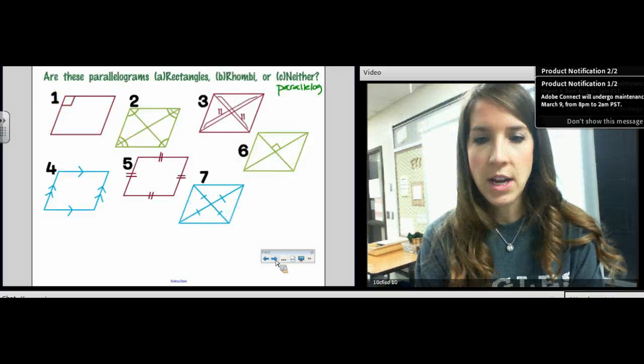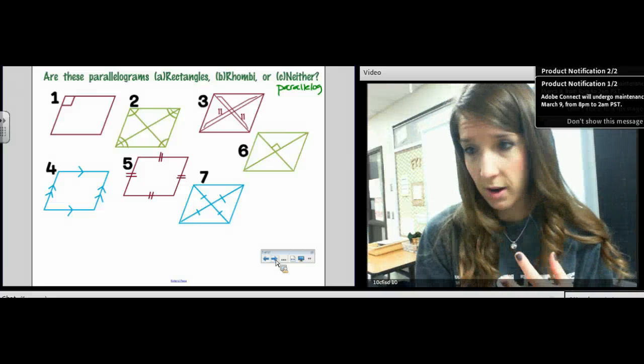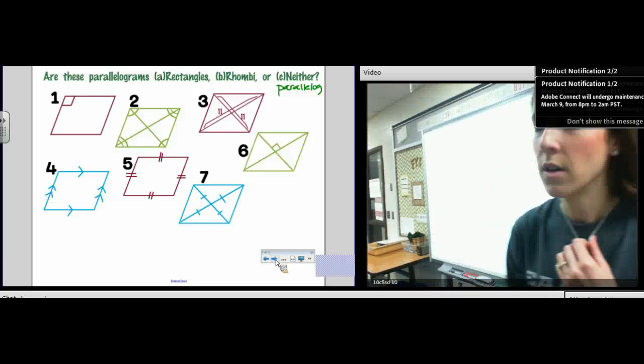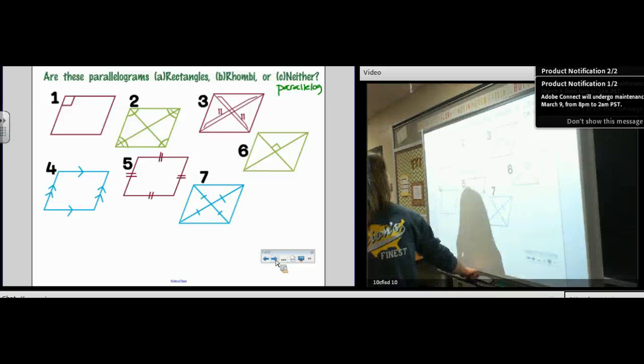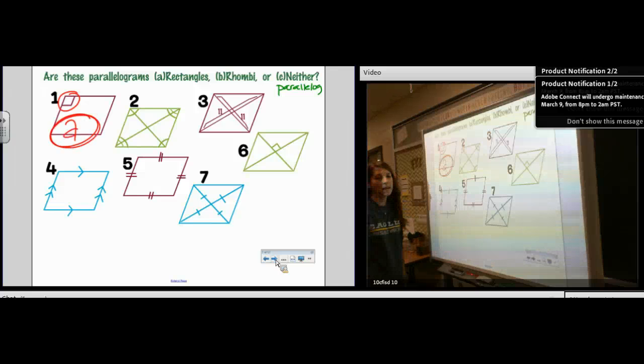Yes. So for each one, like number 1, that's a parallelogram. Is it a rectangle, rhombus, or just a parallelogram? Number 2, is it A, B, or C? Number 3, A, B, or C? Okay, number 1, if you're a parallelogram and you've got 1 right angle, that means you have all right angles. So number 1 is A. Number 1 is a rectangle.